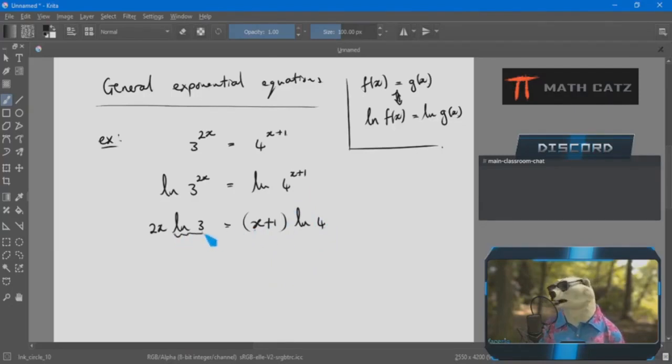Now, notice that the log of 3 is just a number. Log of 4 is just a number. Your calculator has this built in.